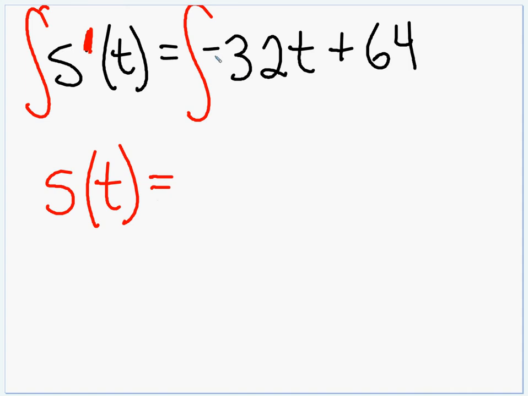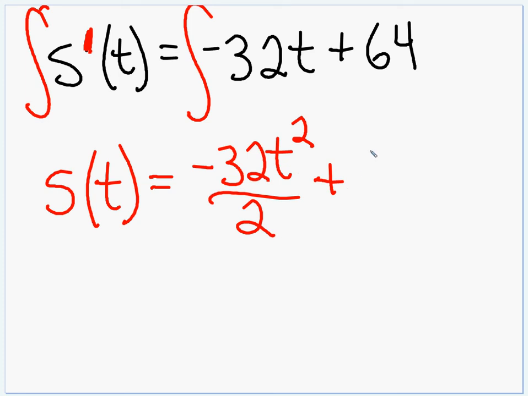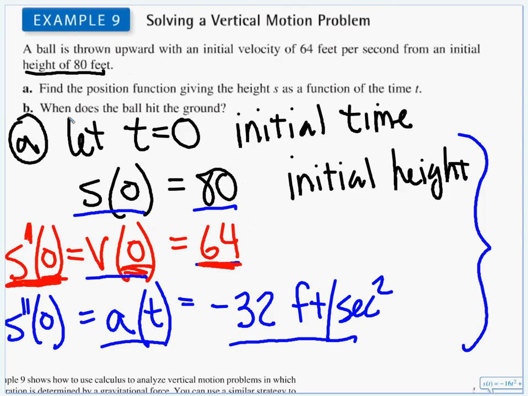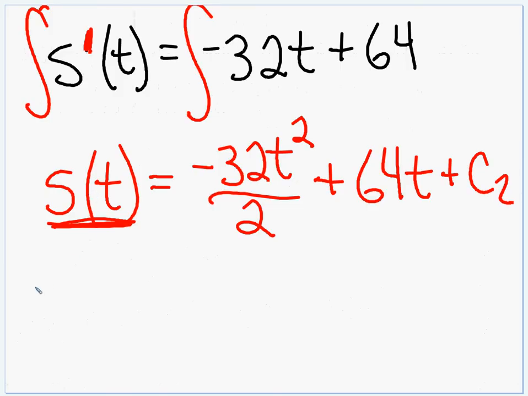Now here, the first term, negative 32t, we are going to raise the power of t by 1 and divide by the new power. Plus 64 t to the 0 is going to become 64 t to the first. And then our second constant pops up, c sub 2. So we've encountered another constant for s of t. We have an initial condition to take care of it. If I back up here, my initial condition for s is (0, 80). So we're going to put in zeros for all the t's, and we're going to set the whole thing equal to 80.